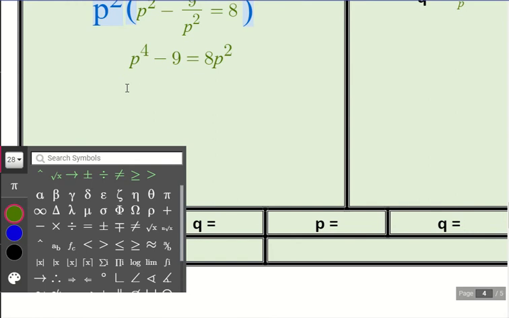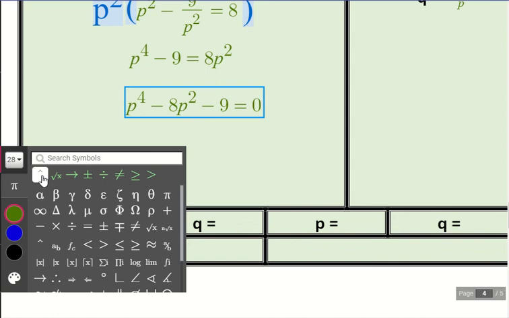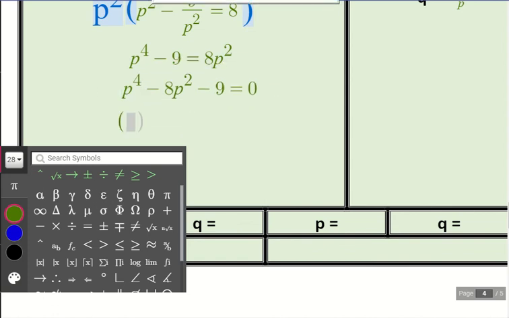Now, in order to make this factorable, what I need is everything on the same side of the equal sign. So I keep p to the 4th, but I bring over the 8p squared, so on this side it becomes negative 8p squared, minus 9, equals 0. And now I can think about factoring this trinomial.